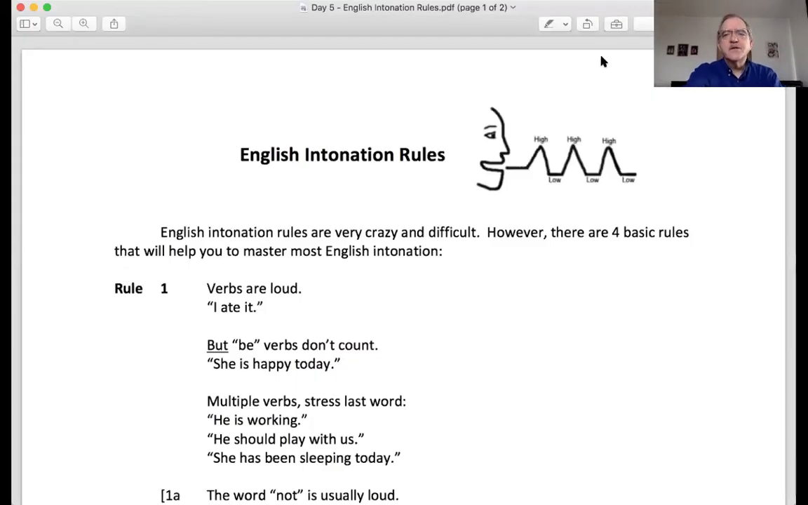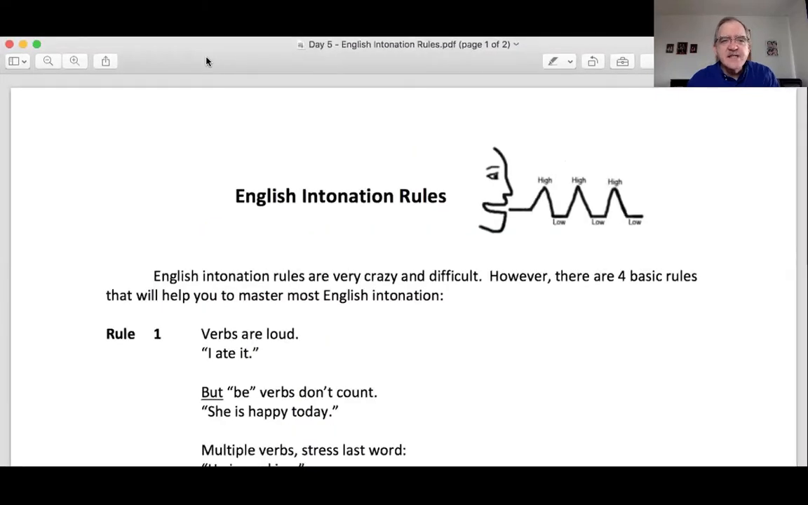Now we're going to learn something new today. This is English intonation rules. This class is a requirement for English teachers, and English teachers are required to study intonation. And I have a special way of teaching intonation. I've given you this handout. Let me show you. The handout's name is Day 5 English Intonation Rules. Okay, it's a PDF file, and you can get this at Google Classroom to study.